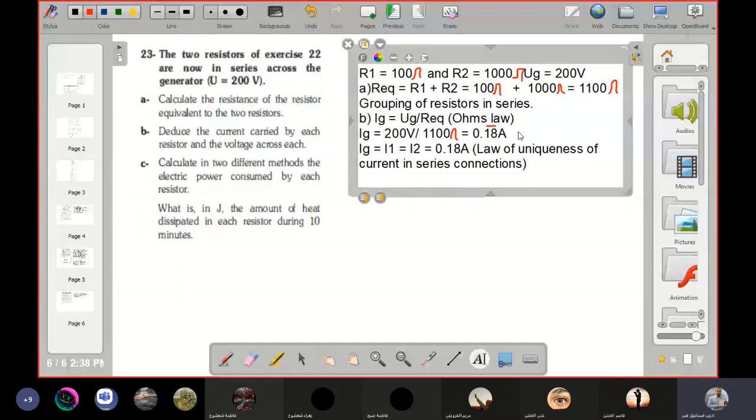Now here we calculated the current. How to calculate the voltage?